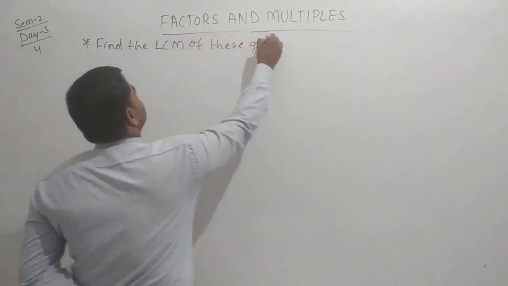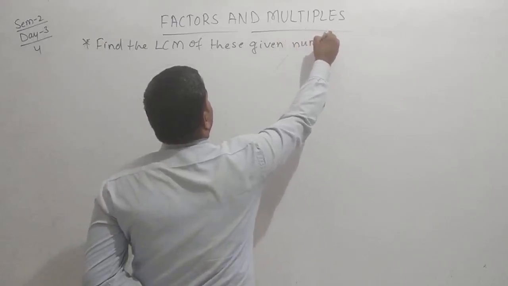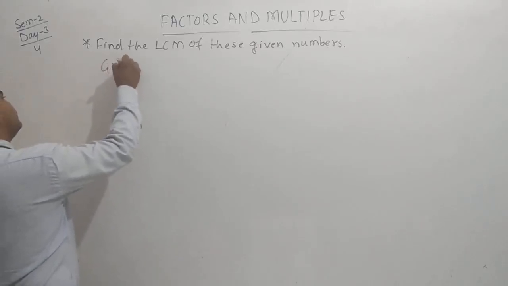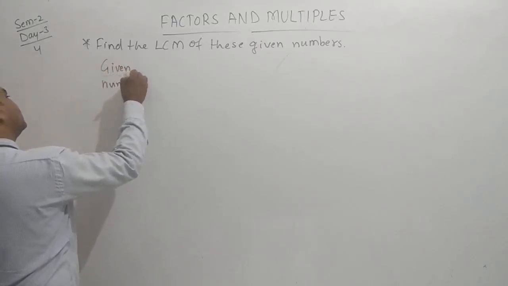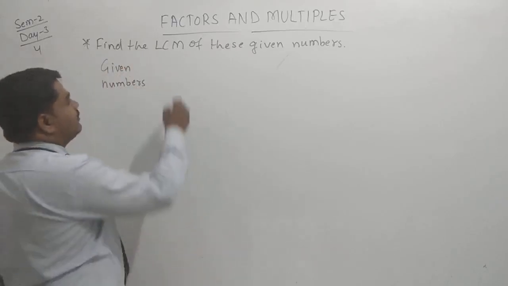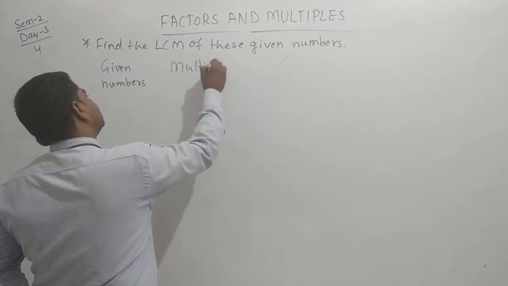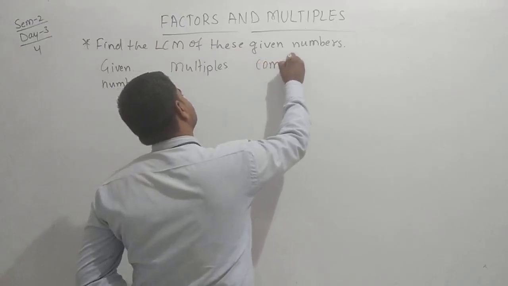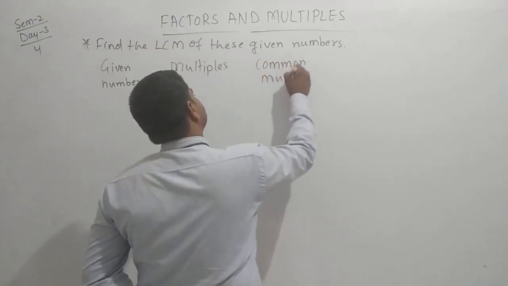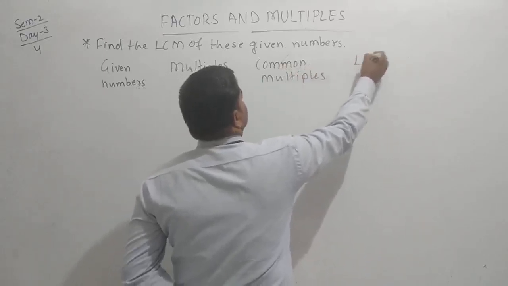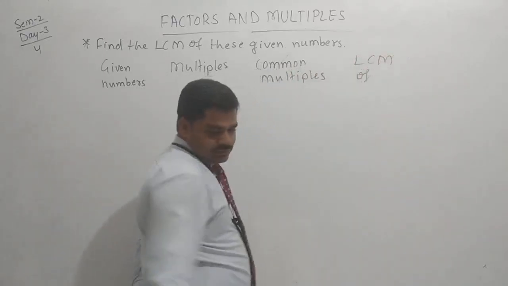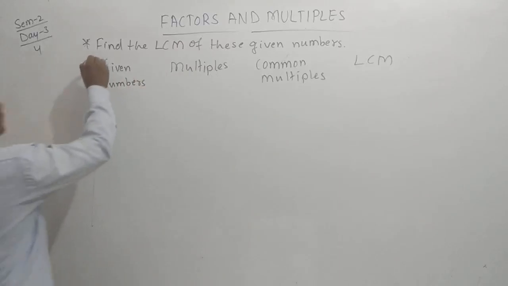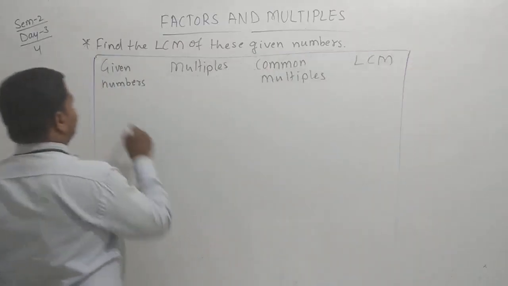In the table, the first column is the given numbers. The next column is multiples. The next column is common multiples. And the last one is the LCM. This is the table. Now we can find.